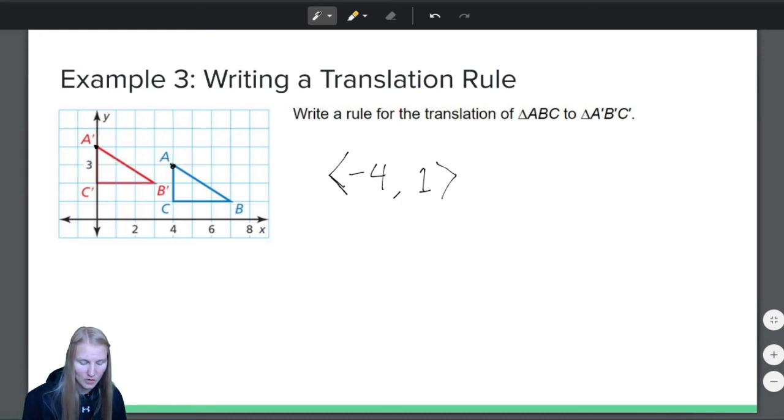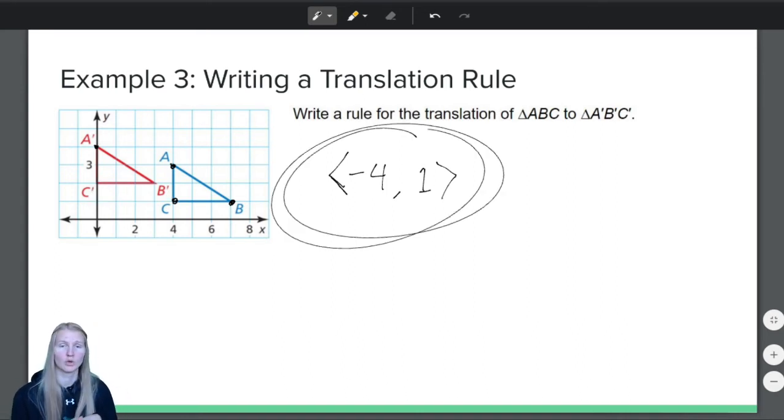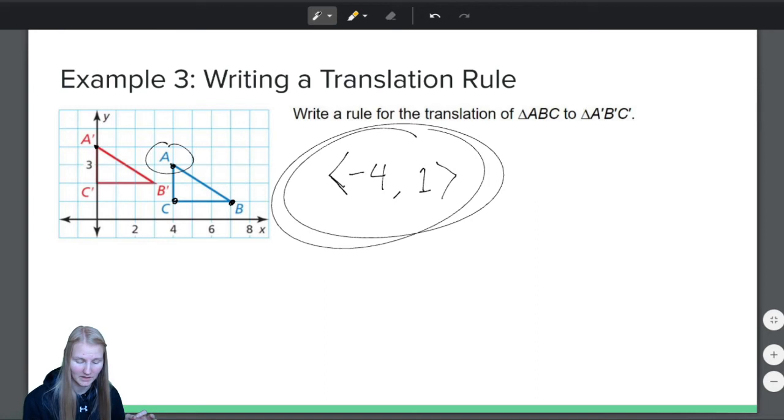Okay, let's make sure that it's the same for B and for C. 1, 2, 3, 4, and up 1. And for C, it is 1, 2, 3, 4, and up 1. So yeah, this rule works for every point, A, B, and C. So it is the rule for our translation.